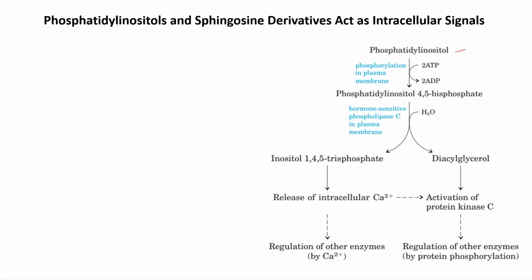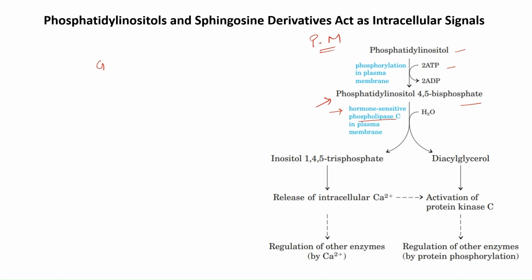Now phosphatidylinositol is present in the plasma membrane. It gets phosphorylated with the help of ATP to form phosphatidylinositol 4,5-bisphosphate. Now, this compound is broken down into inositol 1,4,5-triphosphate and diacylglycerol with the help of phospholipase C. This phospholipase C degrades phosphatidylinositol 4,5-bisphosphate when stimulated by a hormone, after receiving the signal.